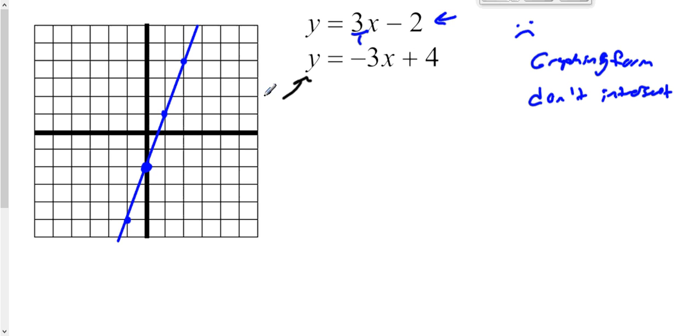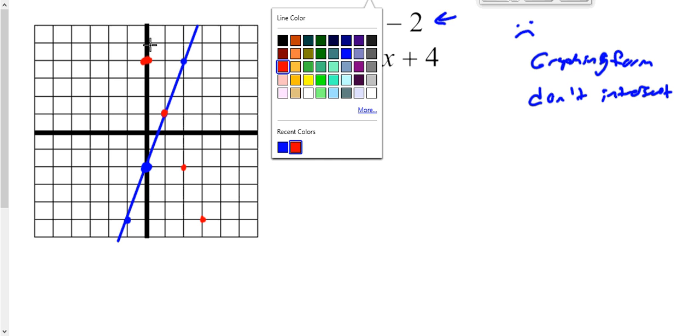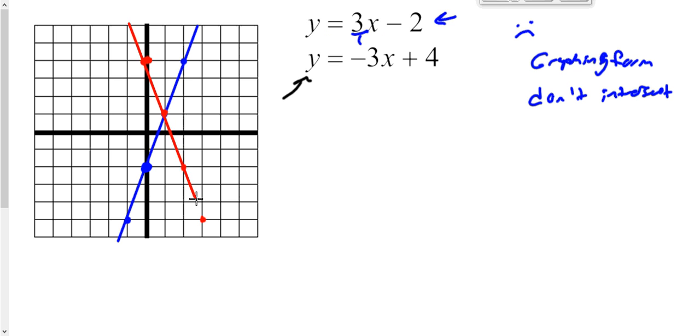Second equation, we start at 4. 1, 2, 3, 4. We drop 3, run 1. Perfect. Drop 3, run 1. Drop 3, run 1. Just because we know where the solution is doesn't mean that we get to stop early on the problem. Last thing before we can say the problem is done, we have to record where these two lines cross. It is at 1, 1.